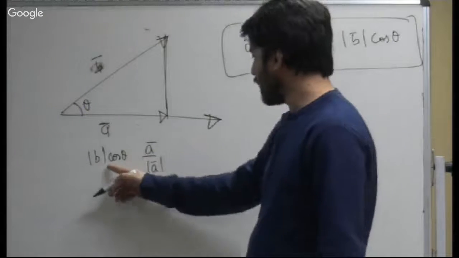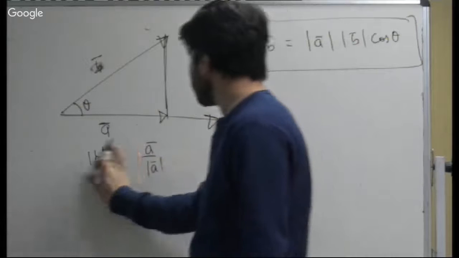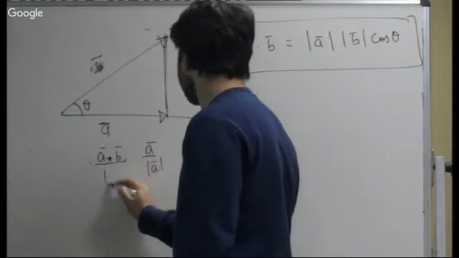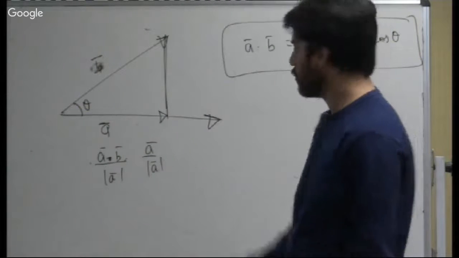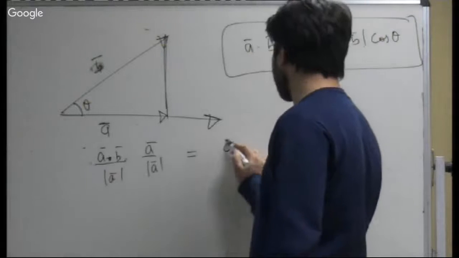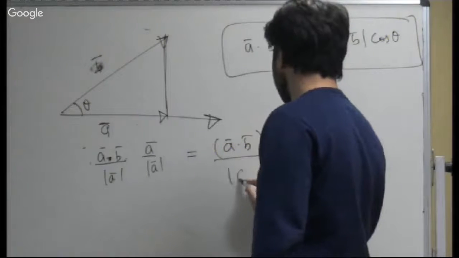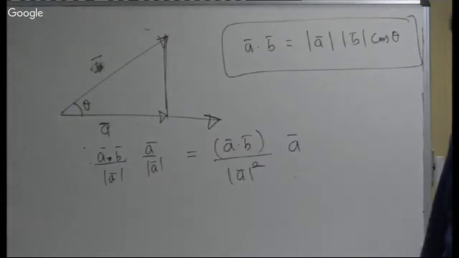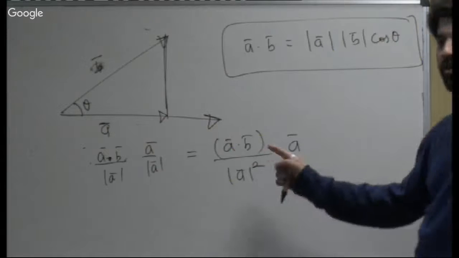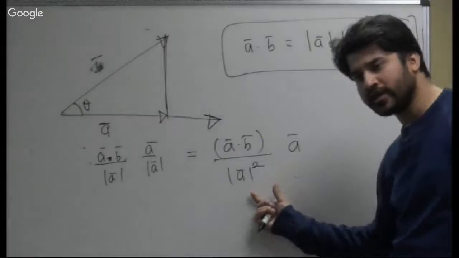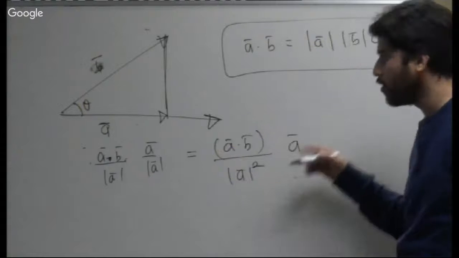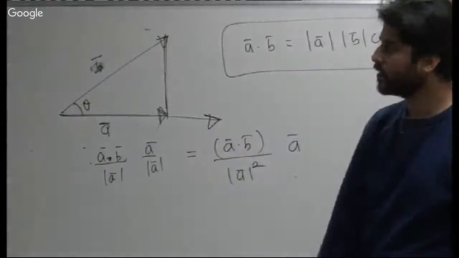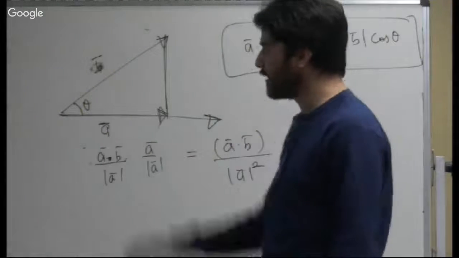Now I can replace my mod B cos theta as A dot B upon mod A. So I can say the orthogonal projection turned out to be this. We call it orthogonal projection, either orthogonal vector or projection vector. Understood? Orthogonal vector or projection vector. So you understood what is the length? Mod B cos theta. Clear? Can we go to the next slide? Can we come down?